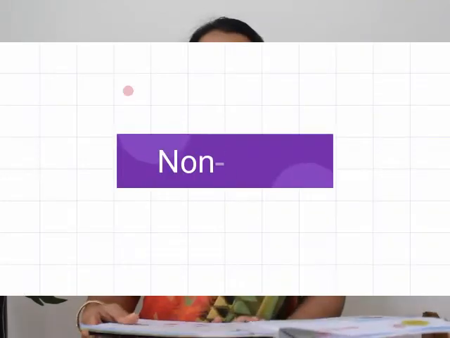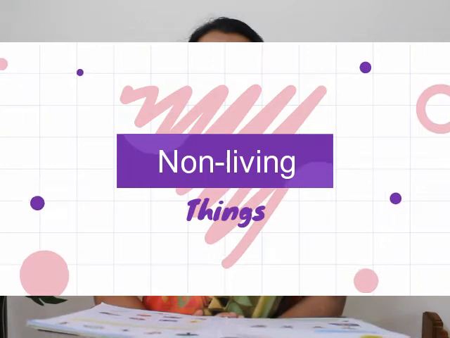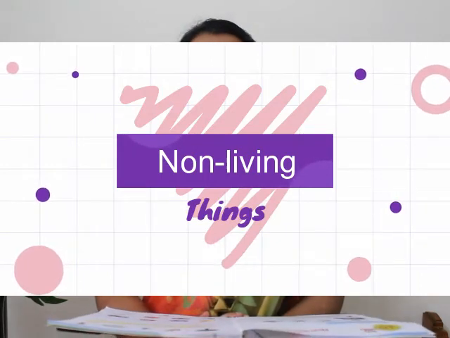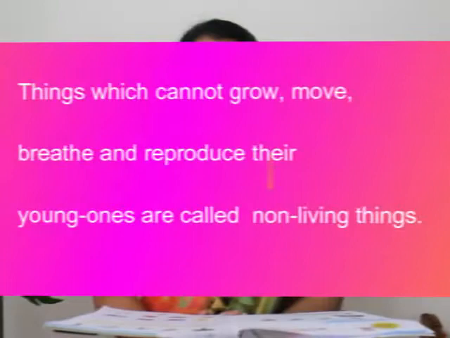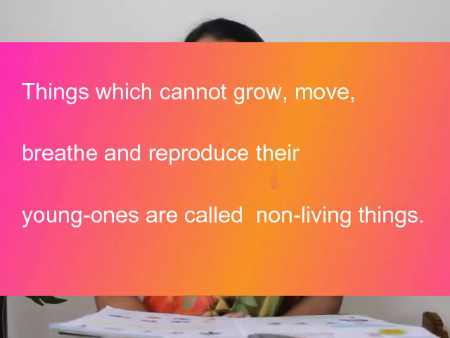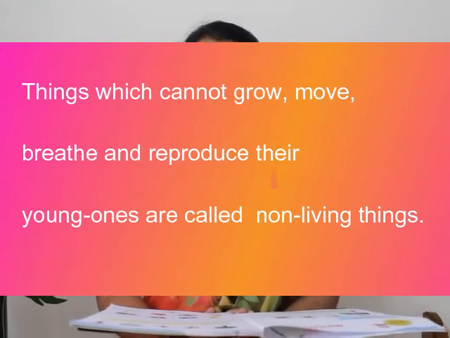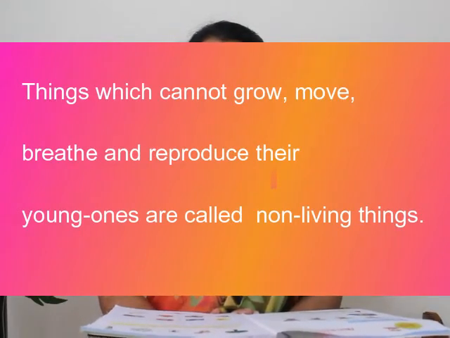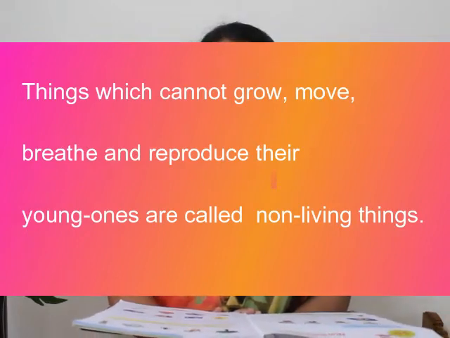Now when I read it, I want you to place your fingers where I'm reading and listen to me carefully. Look into your books, place the finger and listen to me carefully. Non-living things. Today we are learning about non-living things. Things which cannot grow, move, breathe and reproduce their young ones are called non-living things.